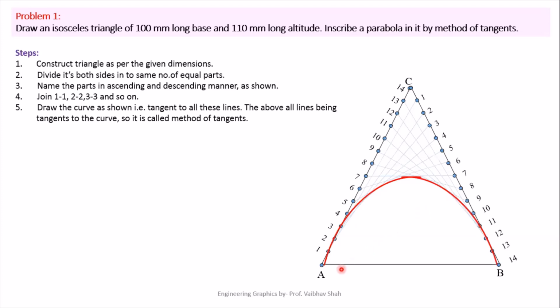This is nothing but your parabola, which has your 100 mm long base, and the axis or height of the parabola in this case would be half the altitude of your isosceles triangle, which is here 55 mm. So this is your altitude of the parabola. If it is asked in your examination what the height of the parabola is, you can measure this vertical distance of your parabola from the center point of your AB, and this will be your 55 mm, and this base is obviously the given base of 100 mm.